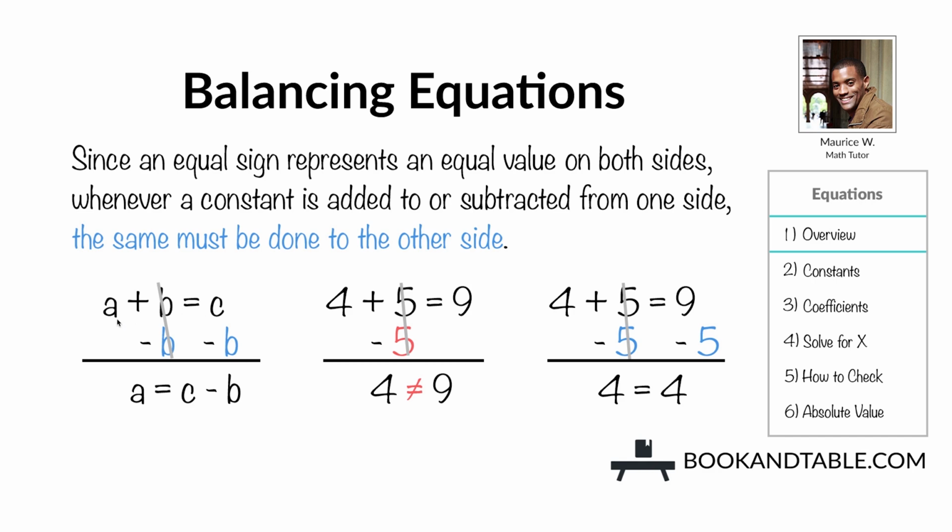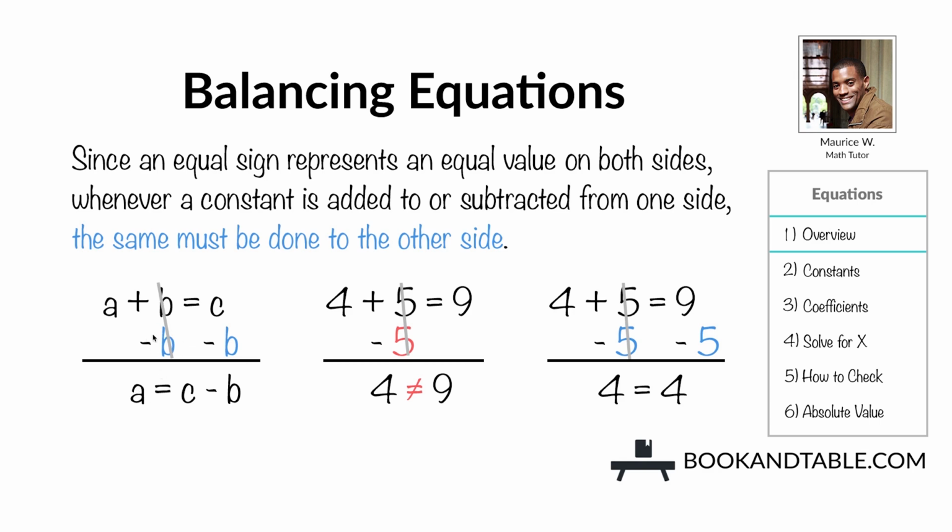So if we have an equation a plus b is equal to c, and we want to isolate a, we need to negate this positive b. Well, positive b and negative b have a combined value of 0, which allows us to remove this altogether. A plus 0 would just be a.